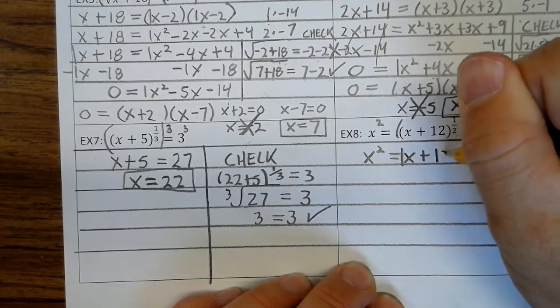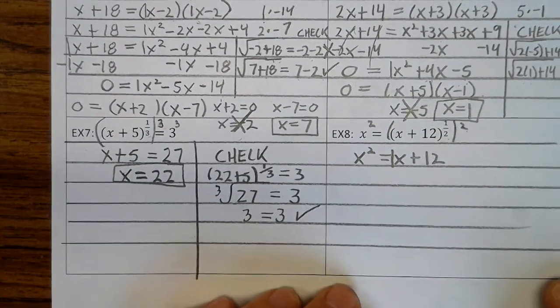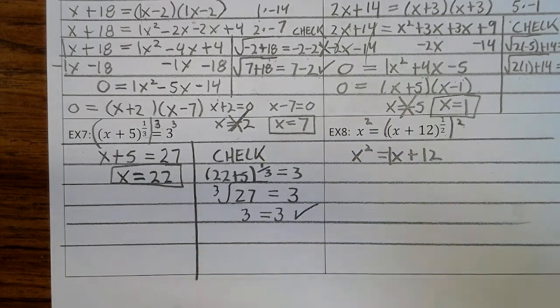plus 12. Well, there's a bell, which means we probably need to finish up. So let's finish this up.